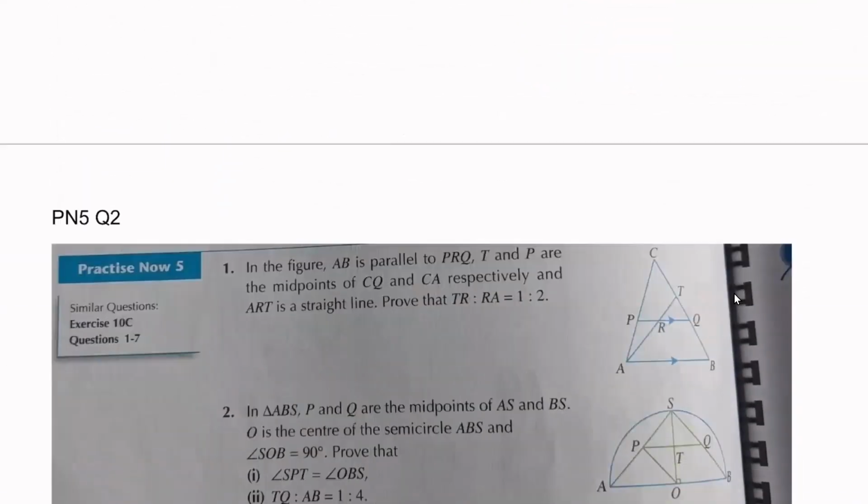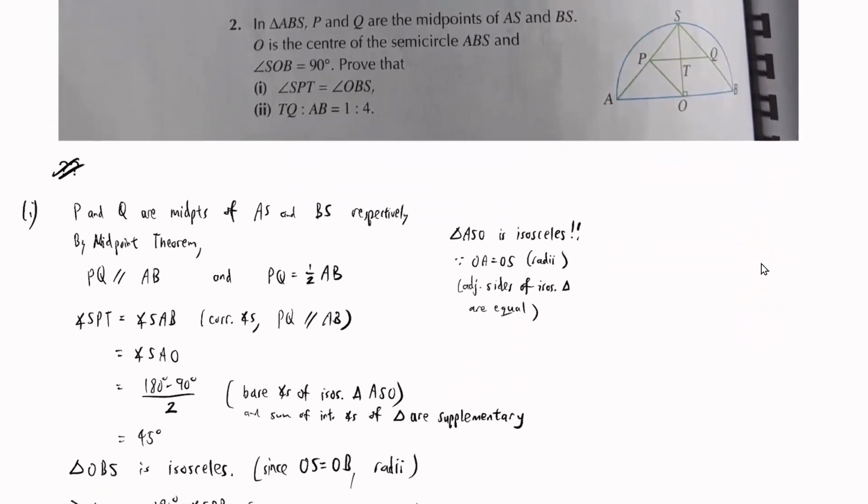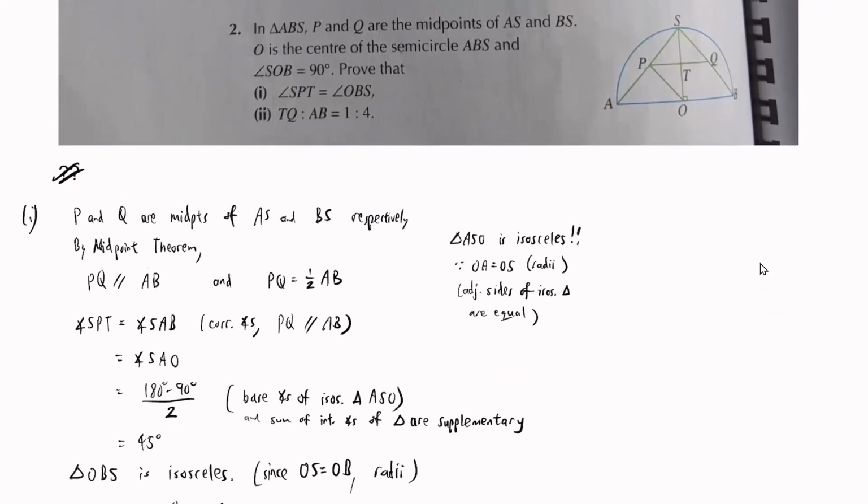Okay, moving on. Next, Practice Now 5, question 2. This is a midpoint theorem question. Question 1 is already in the video. So let's take a look. In triangle ABS, P and Q are the midpoints of AS and BS. O is the center of the semicircle ABS, and angle SOB equals 90 degrees. Prove that part 1, angle SPT equals angle OBS. Part 2, TQ to AB is 1:4 ratio. Let's just deal with part 1 first.